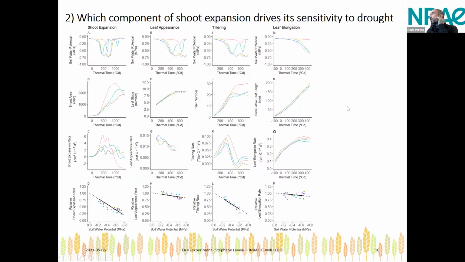So I go rapidly for that, but it's what we've done for each trait. So that's for one genotype, you have each process and the value, the absolute value, and then the calculated rate, and then the calculated sensitivity to soil water potential. And it's what we've done for the 90 genotypes.